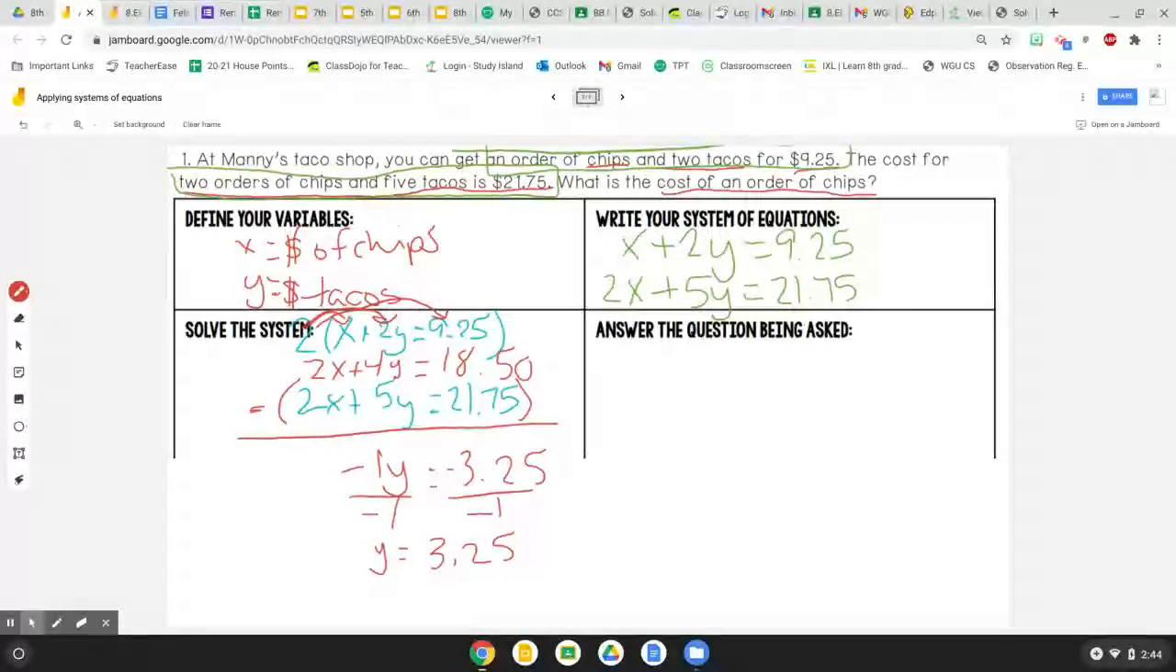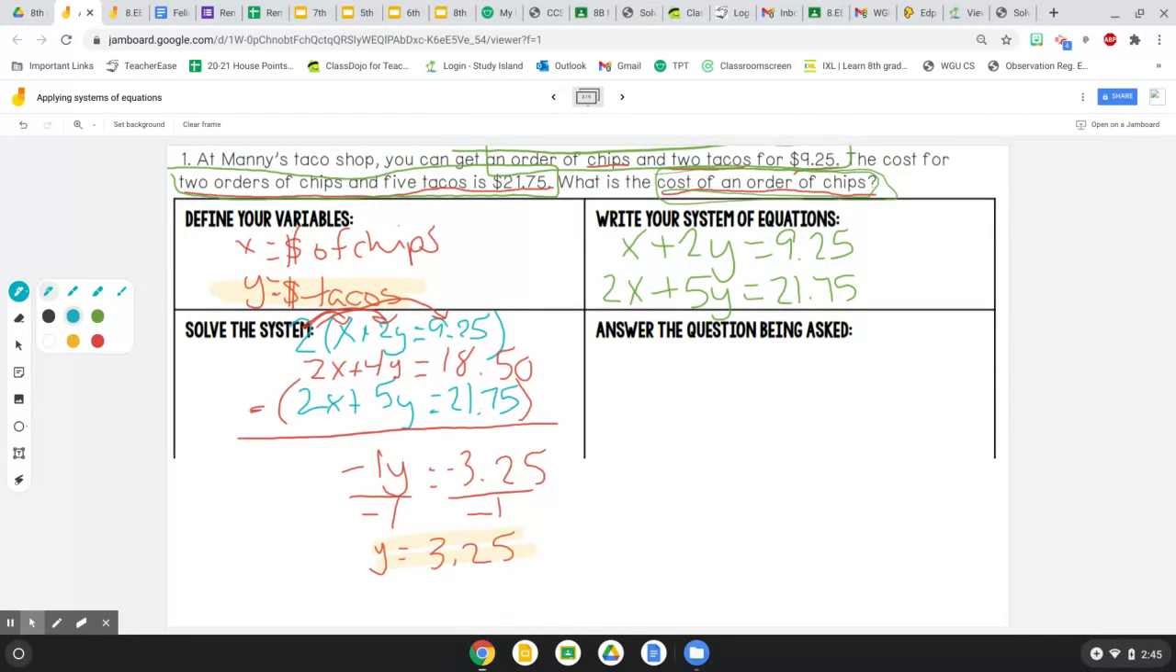Well, let's think about what Y represented again. I'm going to go back up here, and okay, well, Y was the cost of tacos right here. So the cost of tacos right now, I know is 325. So now, that's not really what it asked for, right? It asked for the cost of an order of chips, so I have to keep that question in mind up here. And in order to find out the cost of chips, I'm going to use that Y value, and I'm going to solve for X.